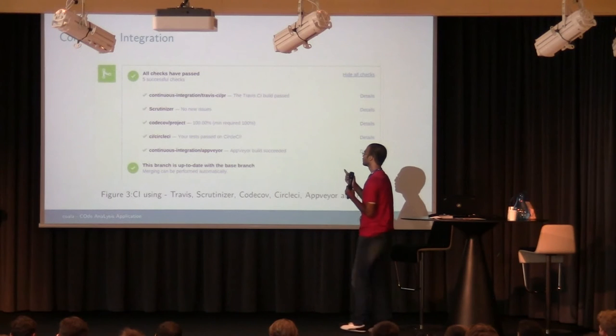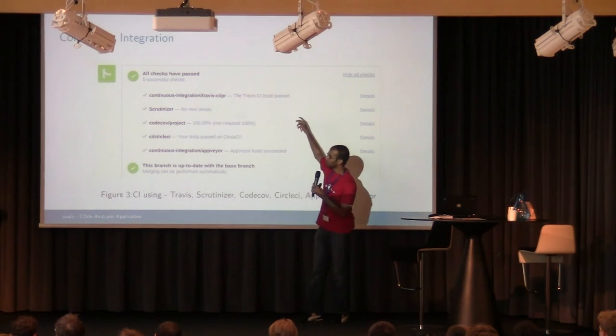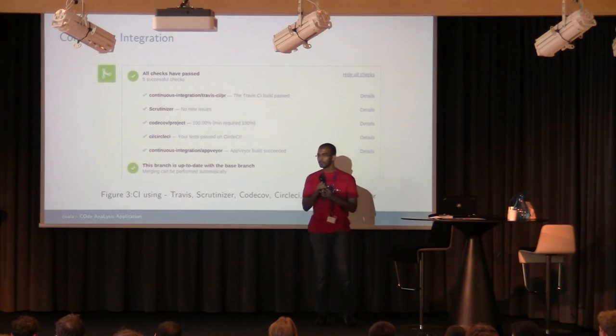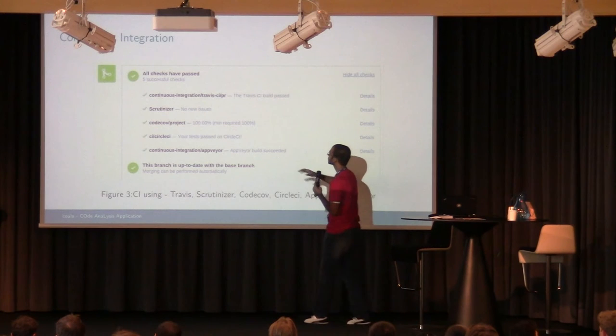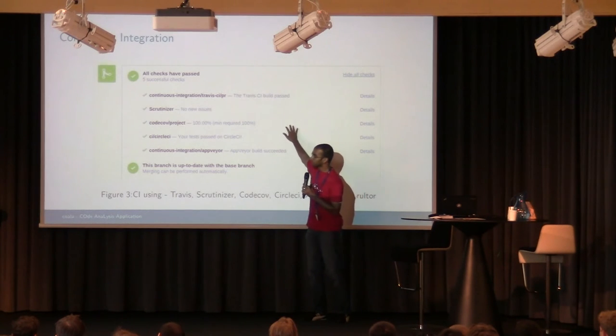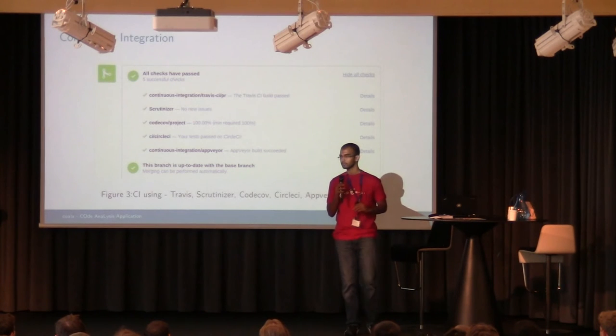We have Linux testing using CircleCI, Mac testing using Travis, Windows testing using AppVeyor, and also Scrutinizer for checking code quality. It tells you if you have very complex functions and so on. The last one is coverage. While you're testing, it checks whether every line has been tested or not.